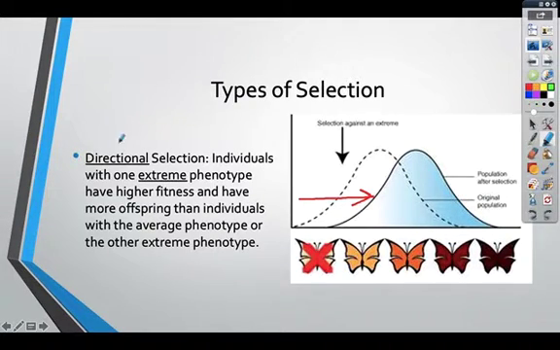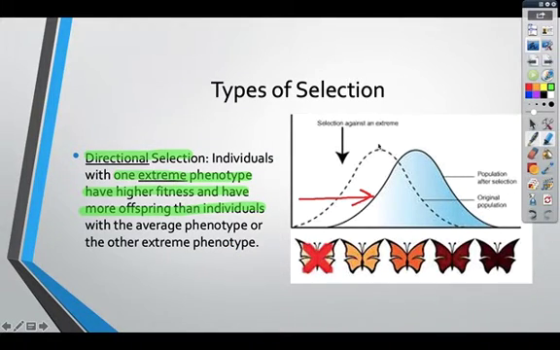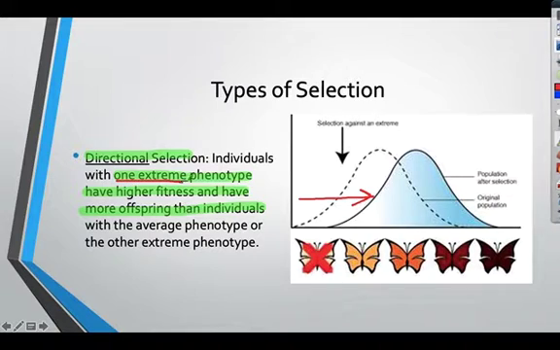Okay, so directional selection, one extreme phenotype has a higher fitness and has more offspring than individuals with average or the other extreme phenotype. So it is going to favor one extreme phenotype. Okay, so with stabilizing, it favored the average group. With directional, it's favoring one specific extreme phenotype.